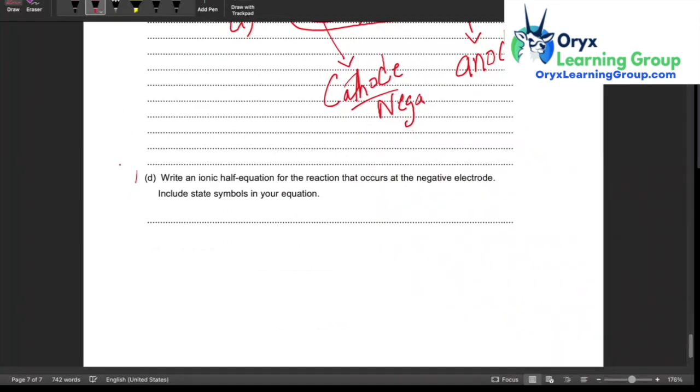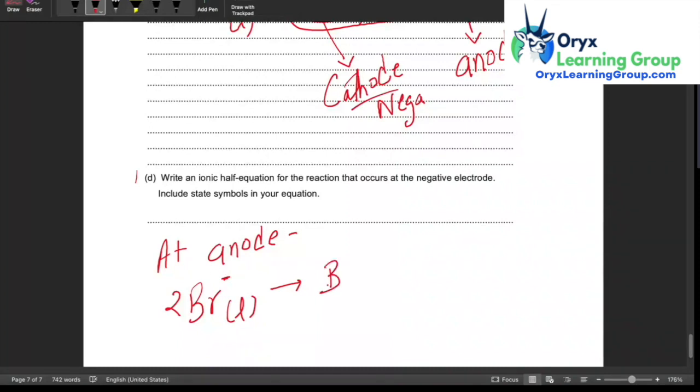Now, what will happen at the anode? So let me write it here. At the anode, these bromide ions will come here and they will lose electrons. They will undergo oxidation and they will form bromine. Not gas, it will be bromine liquid, plus 2 electrons. Remember this. At the anode, oxidation will happen. So two bromide ions will lose electrons and form bromine and 2 electrons.